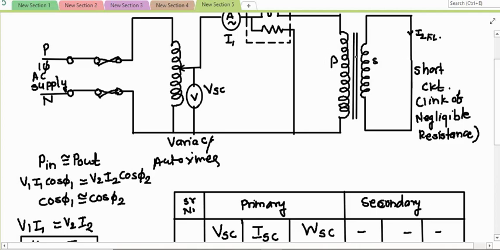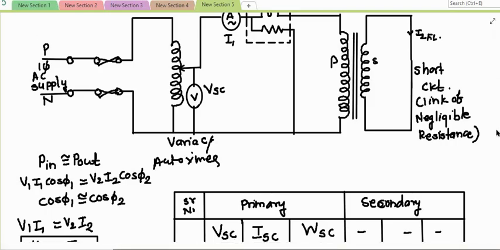So the primary winding carrying more than its rated current, as well as the secondary carrying more than its rated current, at that time overheating may take place, and due to overheating the insulation used in the transformer may get burned out. So due to heavy circulating current, the insulation or winding may get damaged.